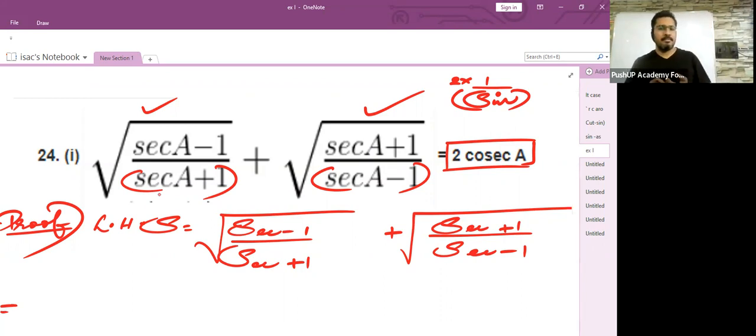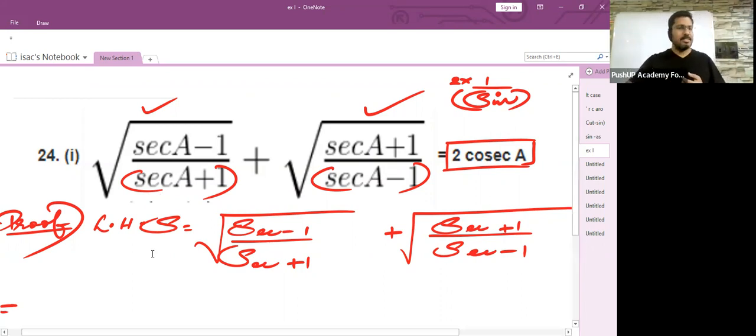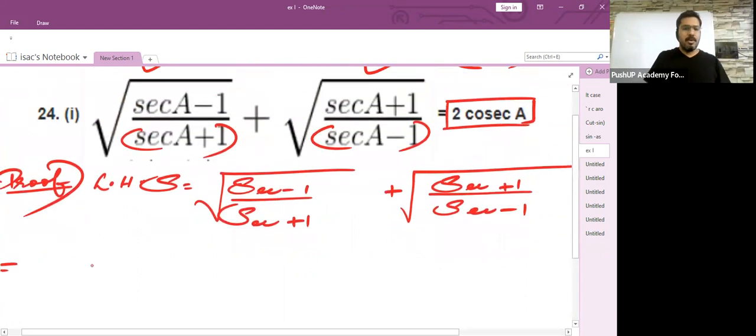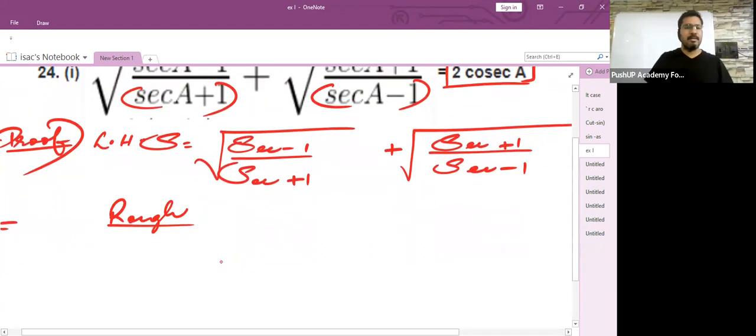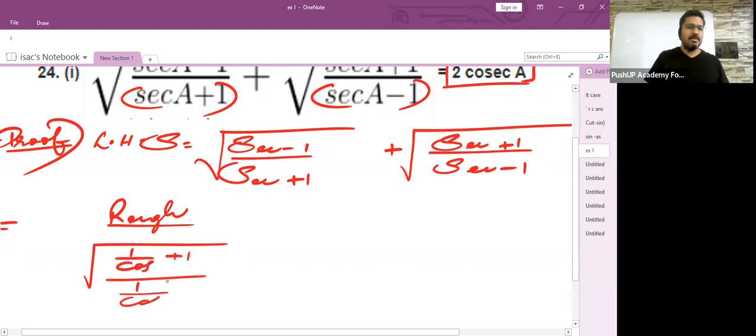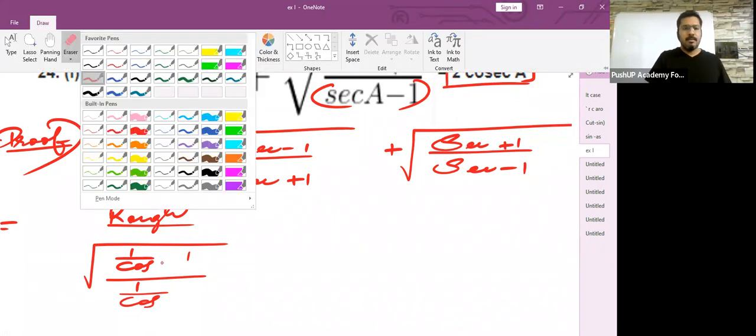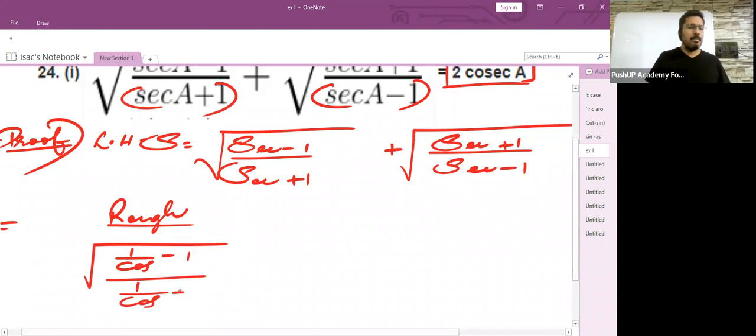Children, can't we do this? Square root of sec minus 1 upon sec plus 1. You all know, this is the rough work, okay? Don't write anything in your notebook right now. I'll tell you when you have to start writing. Can't I write this as 1 upon cos minus 1 divided by 1 upon cos plus 1? I can do this.